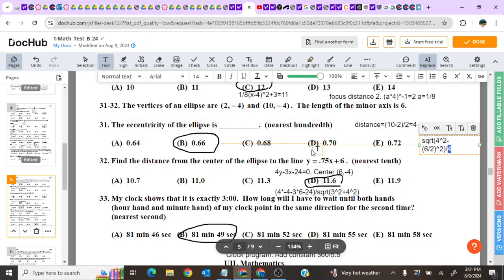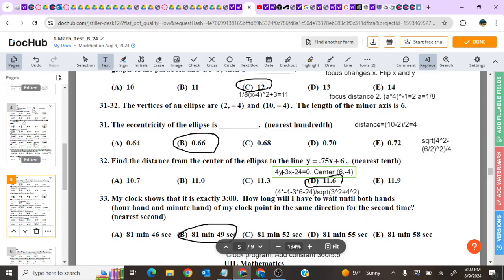So then you use our dot product thing, multiply x's and multiply y's. 6 times negative 3, 4 times 4. Then subtract this 24 right here, or add it because it's on the left side. And then you take it over the Pythagorean theorem of these two coefficients squared. So yeah, do that and you get a value of 11.6.